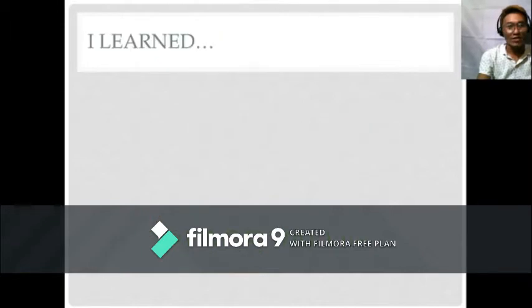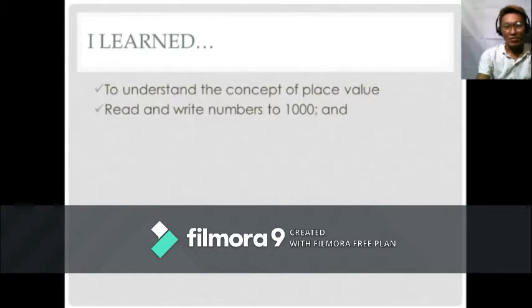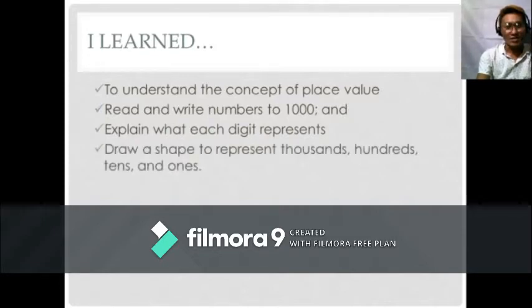Okay, but before that, at the end of the lesson, children, you'll learn to understand the concept of place value. Second, you read and write numbers to 1,000 and explain what each digit represents, and also draw a shape to represent thousands, hundreds, tens, and ones. There are also words or sentences or phrases that will help your understanding in this kind of lesson.